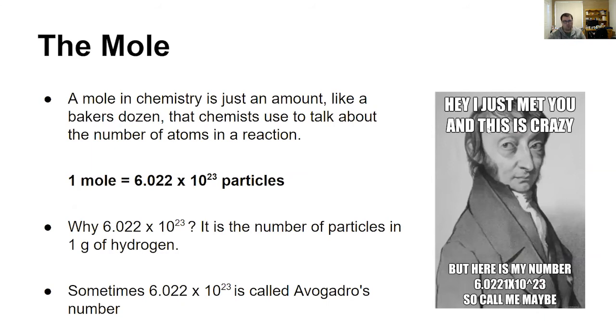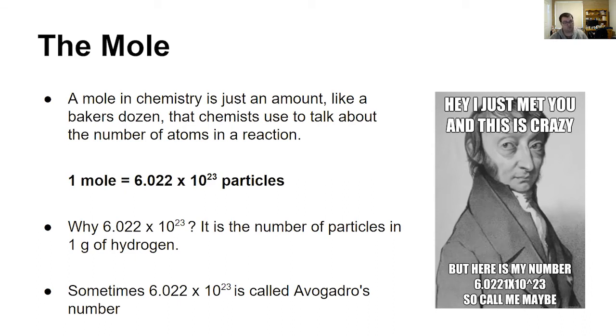Alrighty, so what exactly is the mole? Well, in chemistry, it's an amount, just like a baker's dozen, where a baker's dozen is 13. When chemists talk about a mole, they're talking about a specific number of atoms in a reaction. In this case, 6.022 times 10 to the 23 particles. And I say the word particles because it's really just a way of saying things, because we can talk about matter in terms of moles of atoms or moles of molecules. And sometimes even electrical engineers will talk about electricity in terms of moles of electrons.